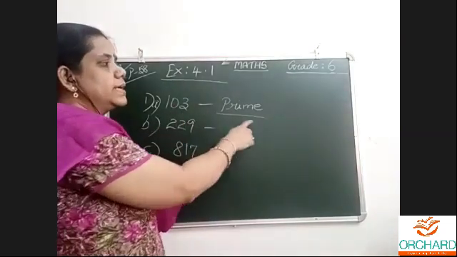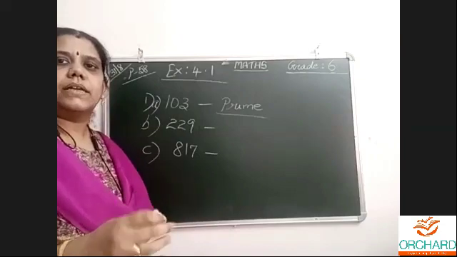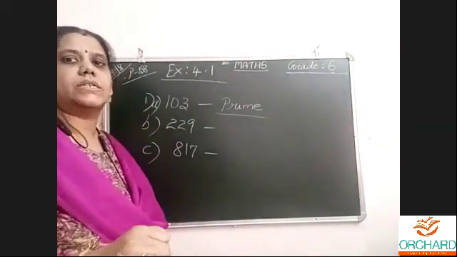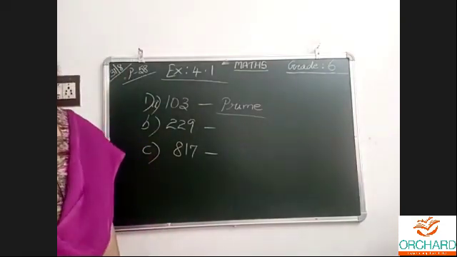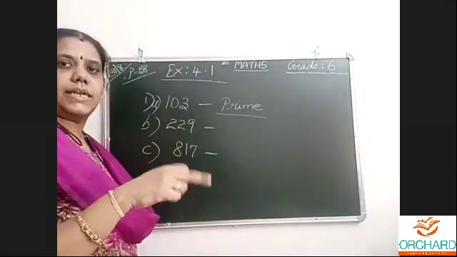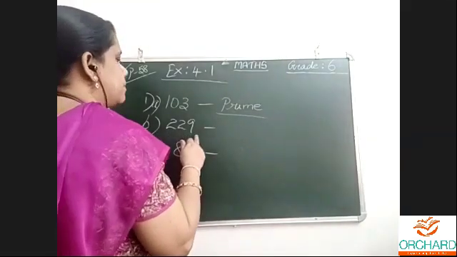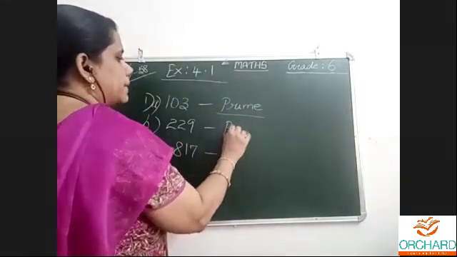So 103 is a prime number, which means it won't come in any other table except its one table and its own table. And 228 will come in the even numbers, all composite numbers. So it will come. This number is also a prime number.